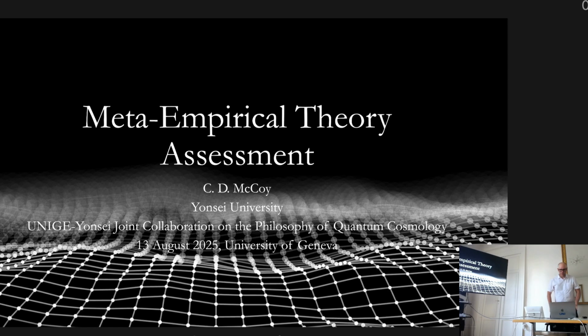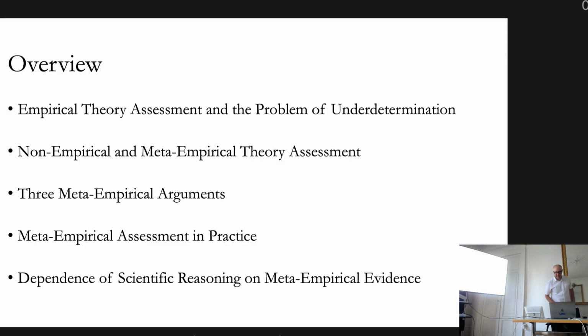Okay, so for my final lecture, I'm going to talk about meta-empirical theory assessment, and the presentation is going to be organized roughly around these points. Some of them are a little interleaved, actually. But I'll first talk about normal empirical theory assessment and the problem of underdetermination in a pretty standard way, and then motivate non-empirical theory assessment from that, and begin to introduce the idea of meta-empirical theory assessment as something distinct from the more general category of non-empirical theory assessment.